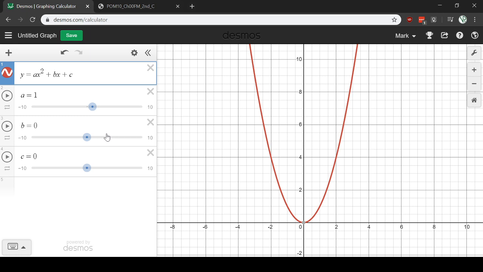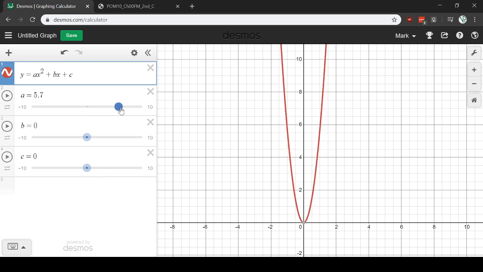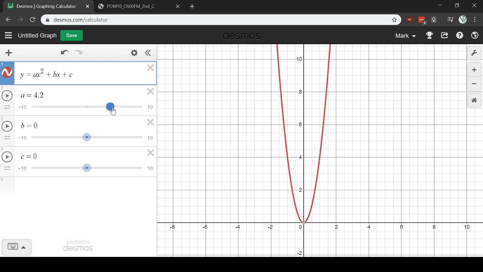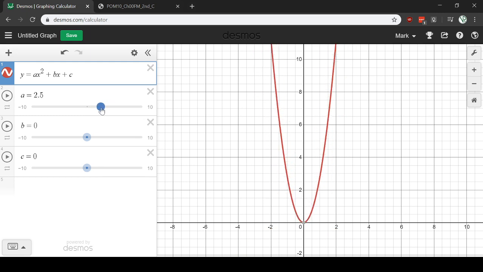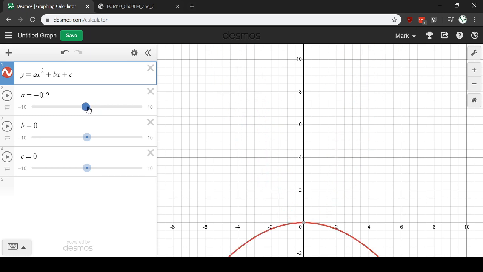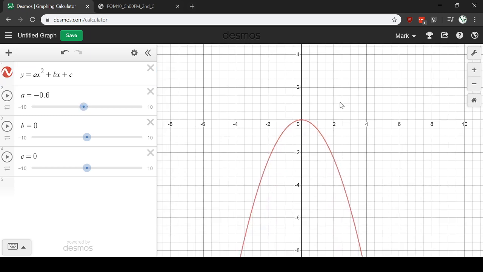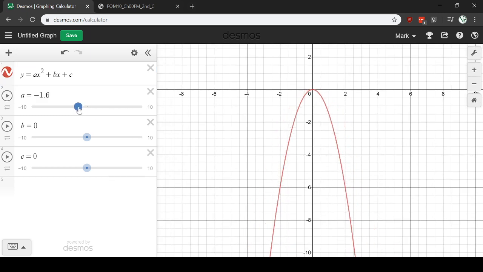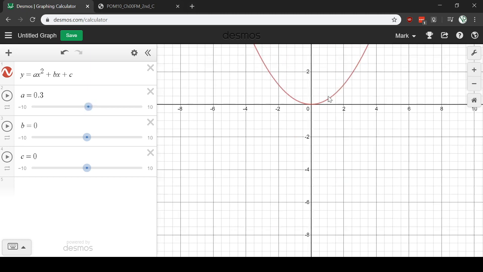You can use this site, Desmos. It works on your phone as well. There's an app, or you can just go to the website. You slide these around, and you can see some of the modifications. As I move the a value, that's the value in front of the x, it makes the graph get skinnier. Or if I get less than 1, it starts getting wider. And as I pop it over to the negative, it flips the graph and mirrors it underneath the horizontal axis.